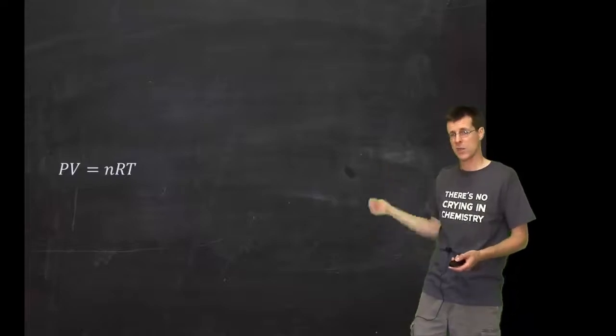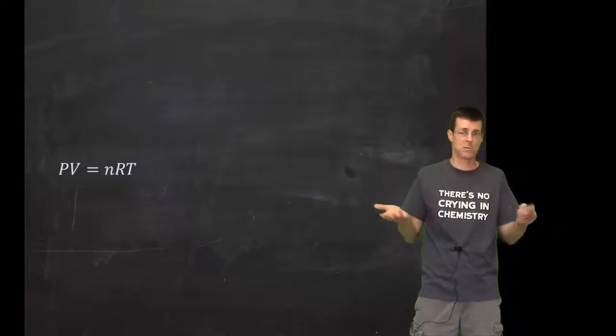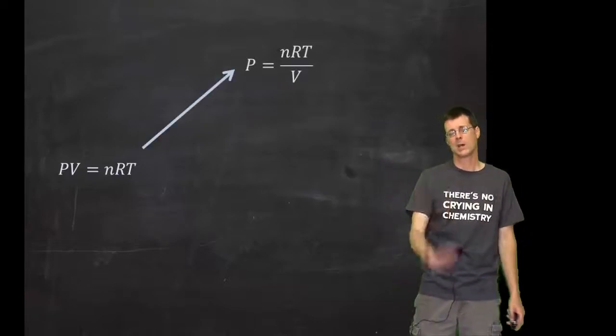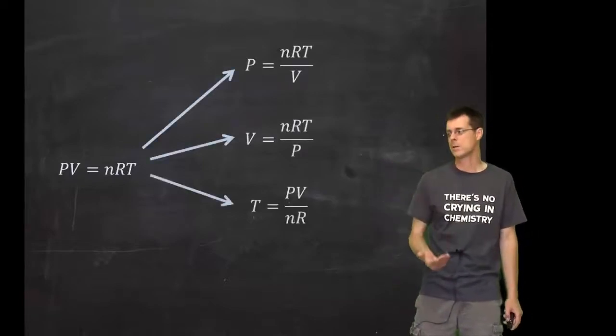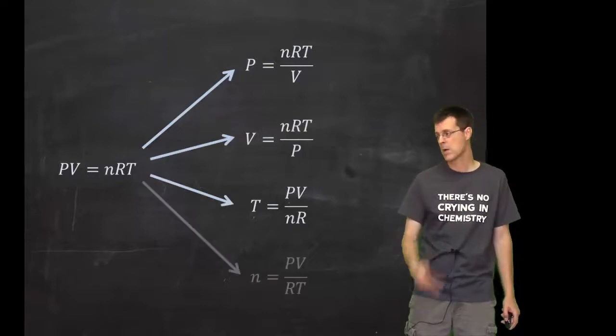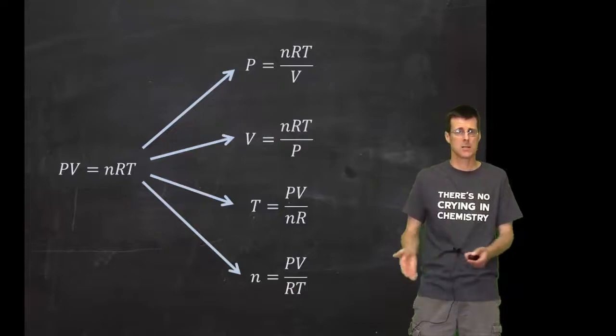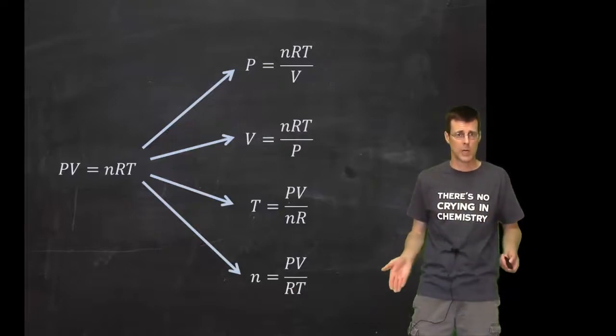So I'm going to show you the ways this rearranges, but if you can rearrange a formula, you don't need any of this stuff because you already know how to do it. But I can solve for pressure, I can solve for volume, I can solve for temperature, and I can solve for number of moles. I could solve for the ideal gas law constant, but why would I?